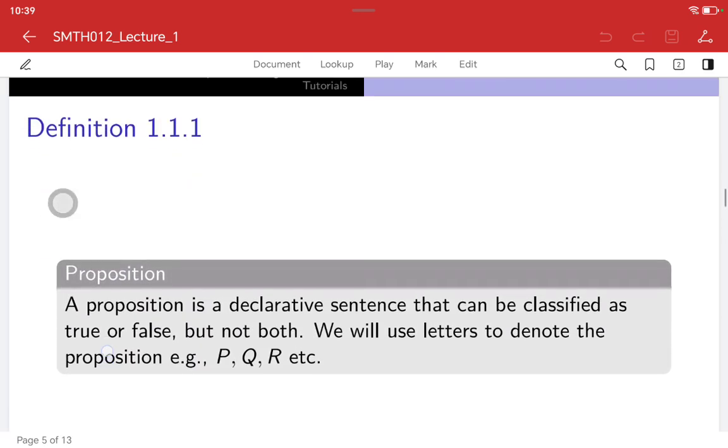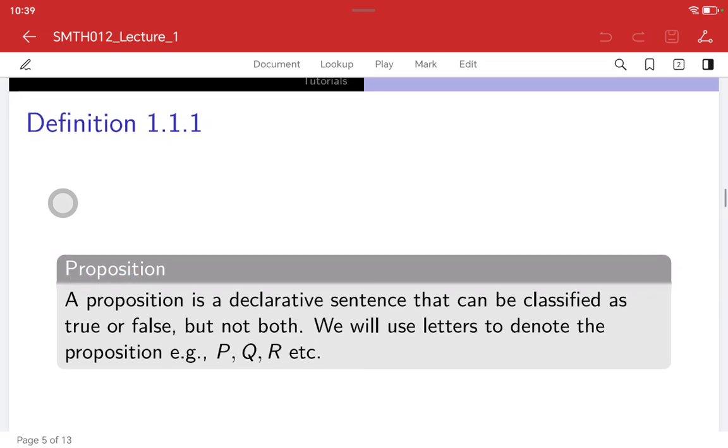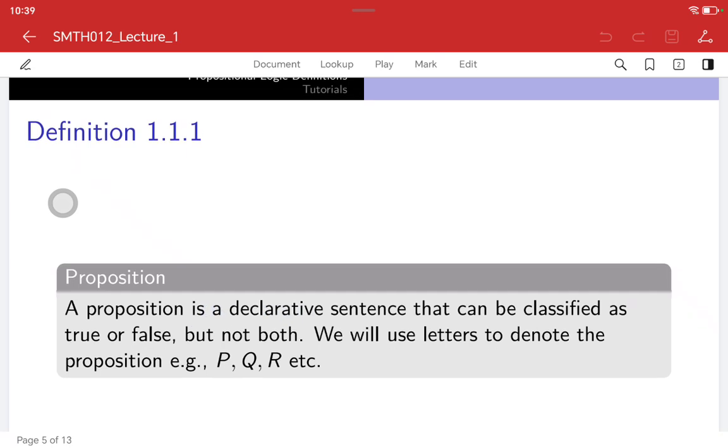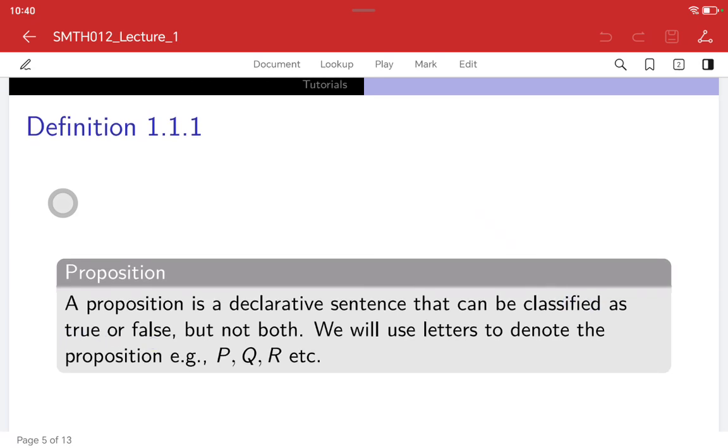The first definition that we come across is what we call a proposition. A proposition defines the statement that we're going to be looking at: is this statement true, or is this statement false? Remember, in daily life, a statement can only be true or false. It can't be both. You can't be true and also be false. So this is where a proposition comes in. A proposition is a declarative sentence or statement that can be classified as true or false, but not both.